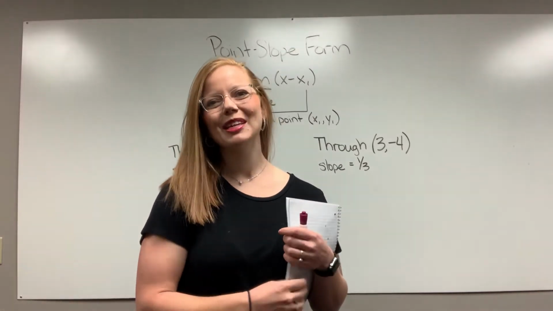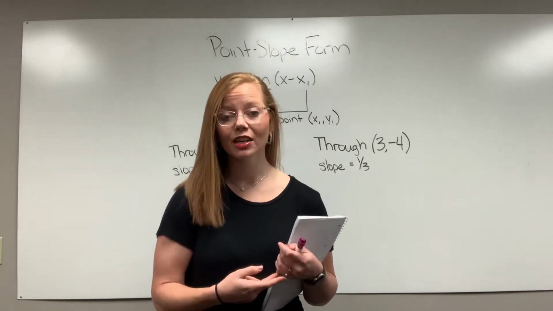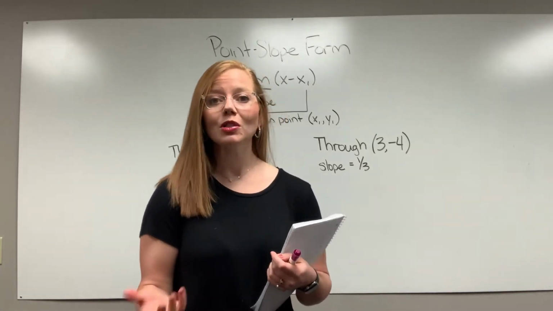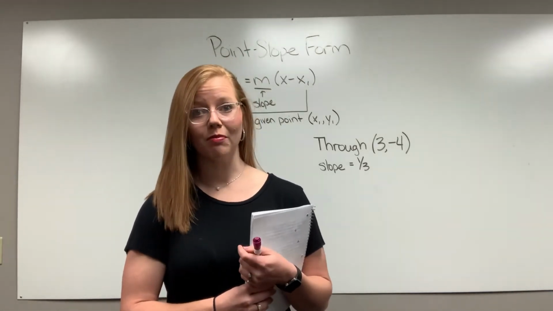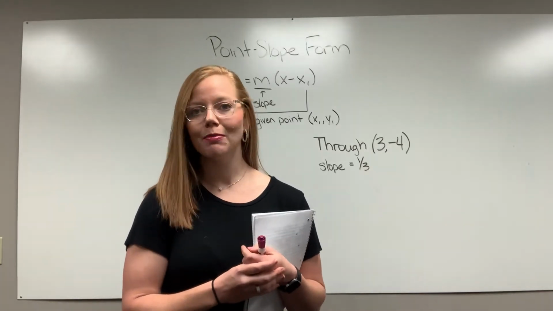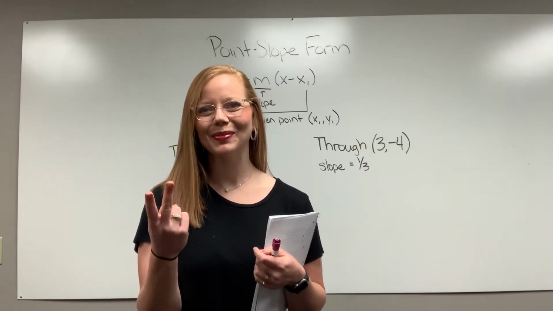Hey guys, today we're going to be talking about a new form. For the past 2 days, we've been working in slope-intercept form, and that's our ultimate goal. That's where we're going to end up today. But we're also going to learn a form called point-slope form. I've told you guys all along that mathematicians are really creative in their naming. Guess what you need for point-slope form? A point and a slope.